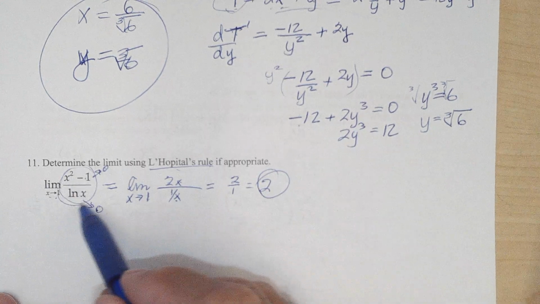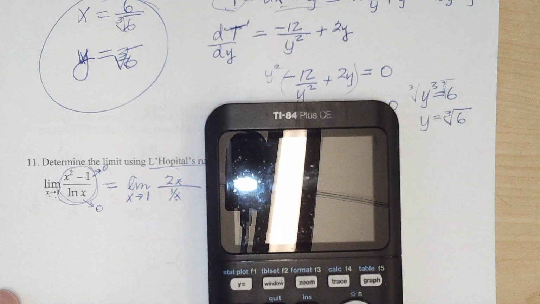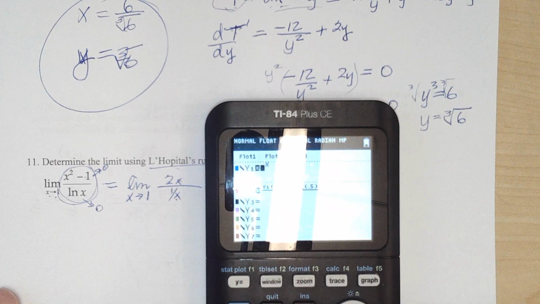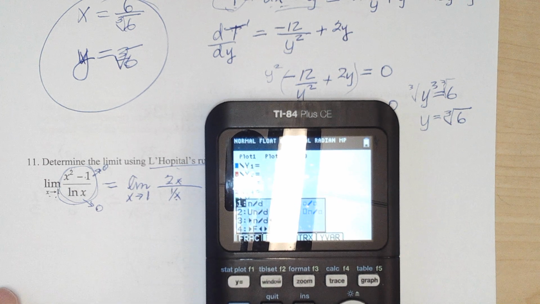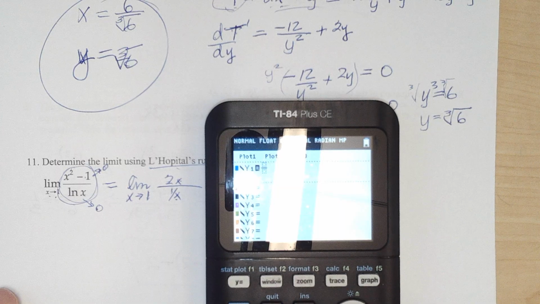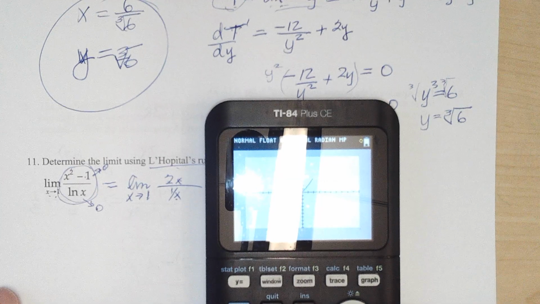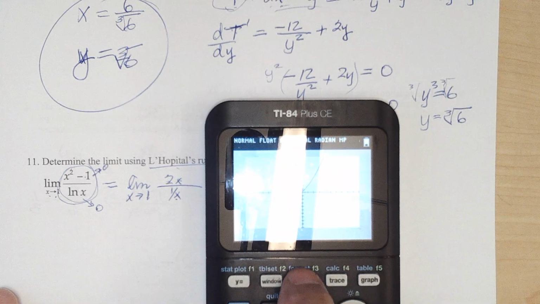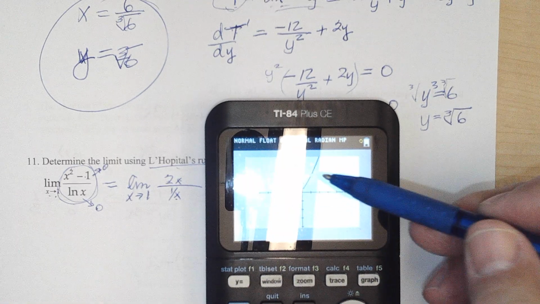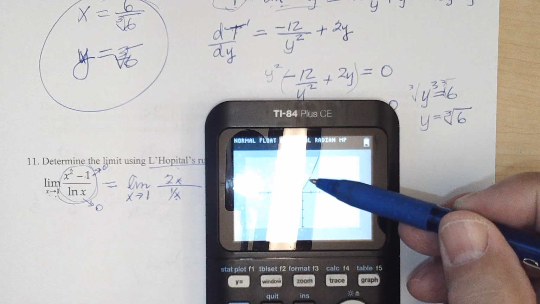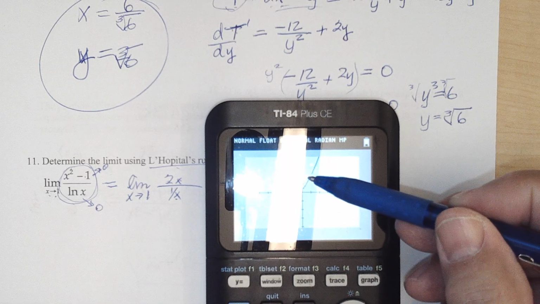Now, if I were to graph this, just to check my answer, graph x squared minus 1 divided by ln x. As we get close to 1, what does this look like it's going to? Let's zoom in a little bit. It disappears at 1, but it looks like it's headed towards a height of 2.